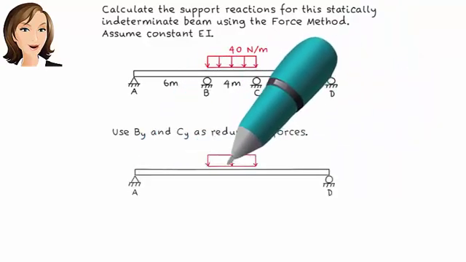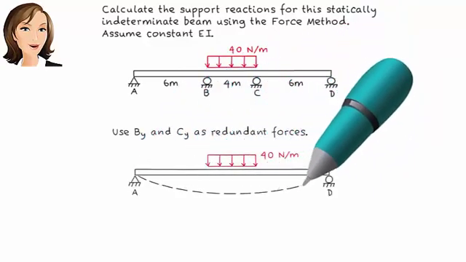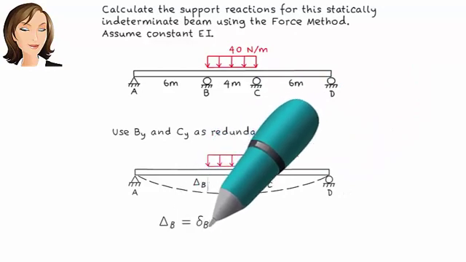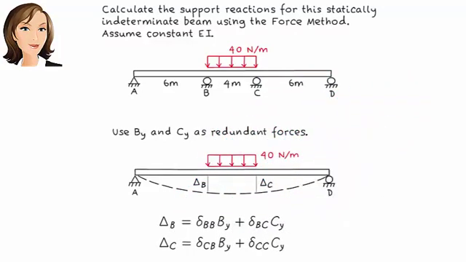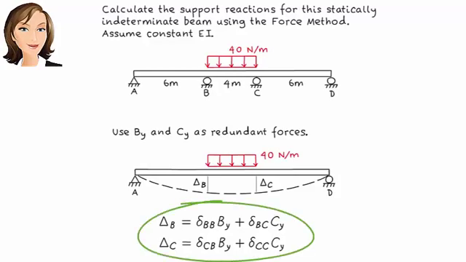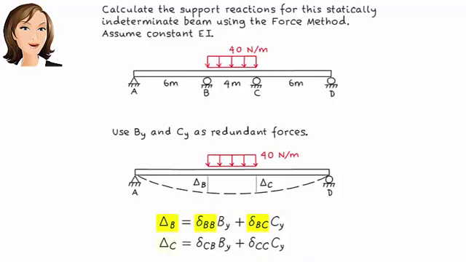After removing the redundant forces, the beam is going to deform like this. We refer to the vertical displacement at B as delta B and call the vertical displacement at C delta C. Then we can write the compatibility equations this way. To solve for the unknowns, we first need to calculate these displacements. Here's how we calculate delta B.